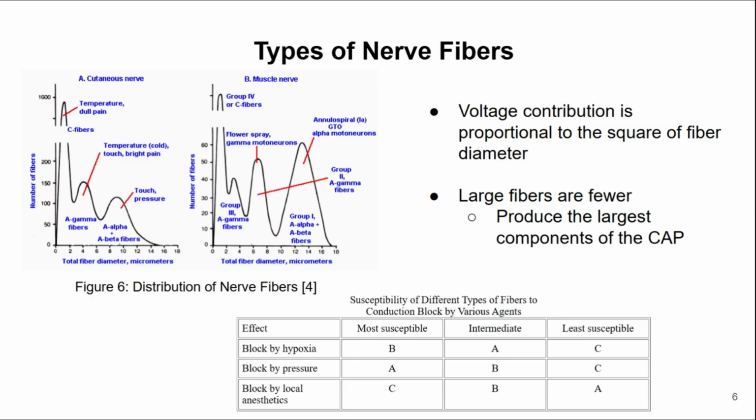Another blocking agent is pressure. You must remember when you keep your hand under your head while sleeping, when you wake up, you feel a tingling sensation in your hand. But when your head is on your hand, it is under pressure and you don't feel any tingling sensation. So that is the effect of pressure, and it can block the neuronal signals, and it is mostly susceptible for neuron type A. And there is also the effect of local anesthetics. It is mostly susceptible for neuron type C.